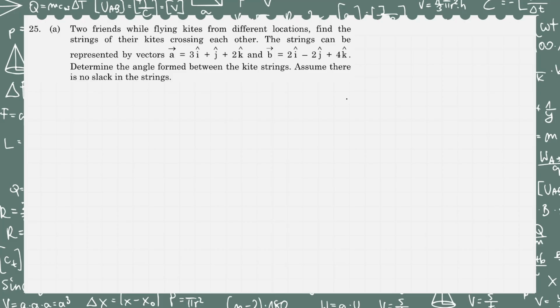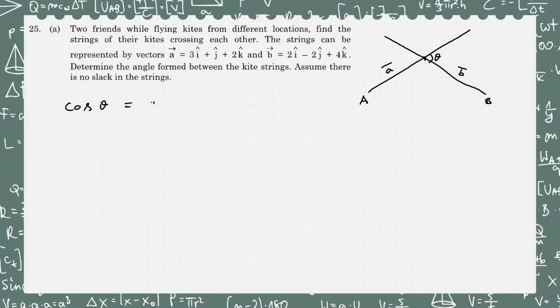So suppose if friend number A is here, who is flying the kite like this. Suppose if this is friend B, who is flying the kite like this. So these strings are crossing each other at a particular point, this point. So now this one is given like vector A and this one is given like vector B. Now we need to find the angle between vector A and vector B. Let theta be the angle between the vectors A and B. We have to take only the acute angle between them. So this is the angle between A and B.